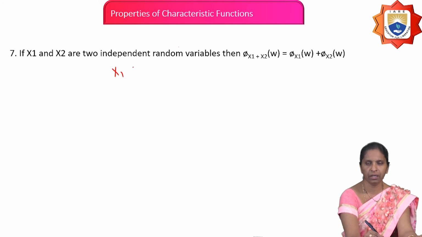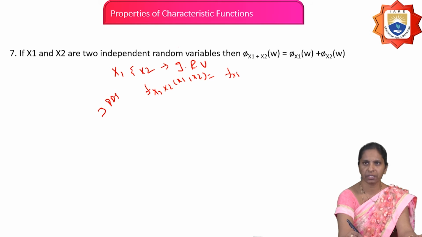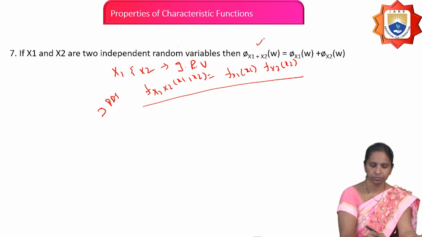So if x1 and x2 are independent random variables, then the joint probability density function f x1, x2 of x1, x2 is equal to the product of the marginal density functions, f x1 of x1 into f x2 of x2. This theorem we already know. Now, let us prove that.